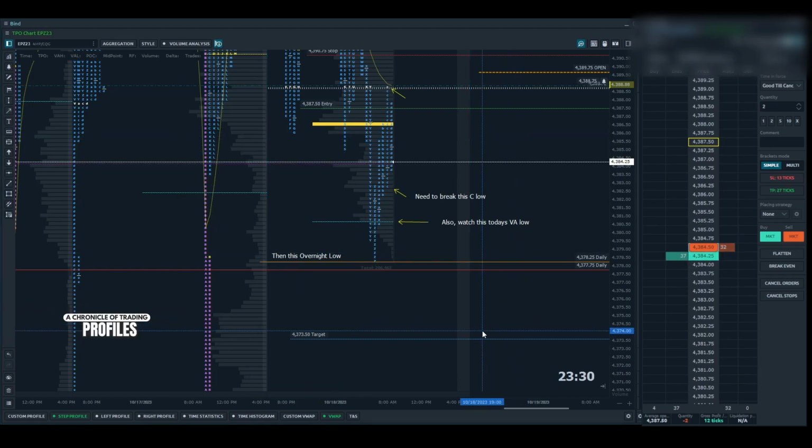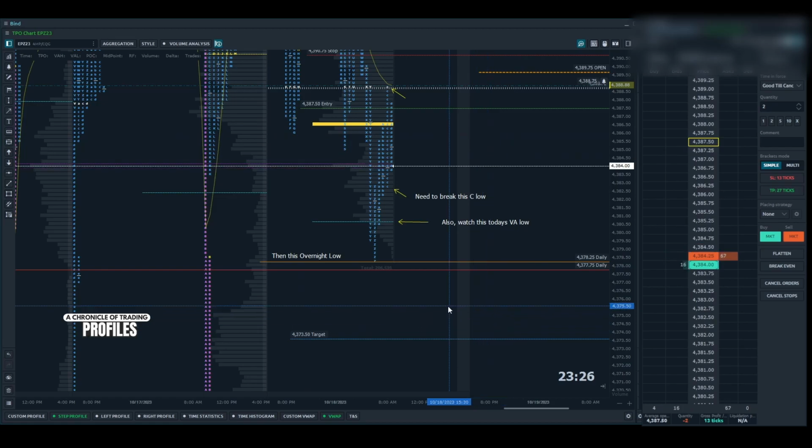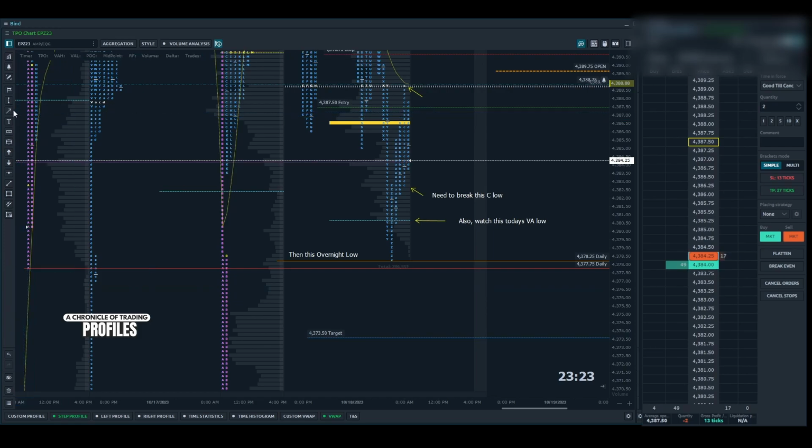I'm thinking at this point, if we can get past that volume area low, then that overnight low and that daily low, the red line there, would be my next objective.